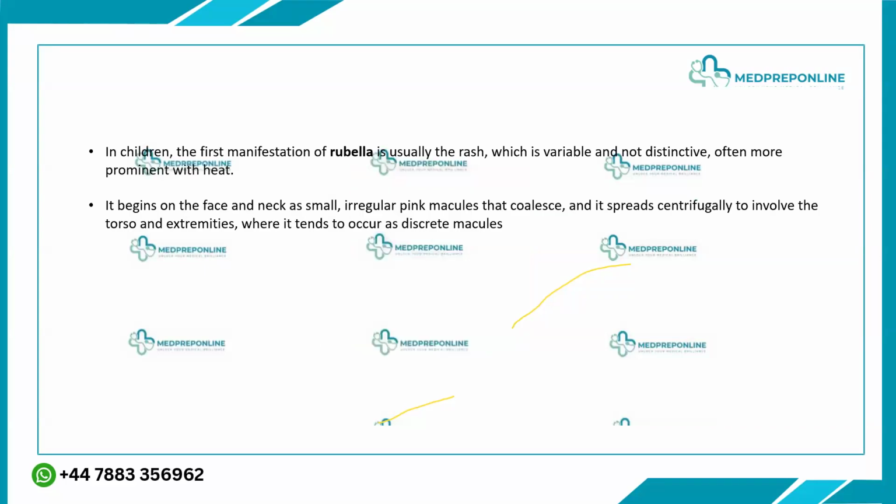In children, the first manifestation of rubella is usually the rash, which is variable and not distinctive, often more prominent with heat. So these are the particular characteristics of this rash. It begins on the face and neck as small irregular pink papules that coalesce, and it spreads centrifugally to involve the torso and extremities, where it tends to occur as discrete macules.